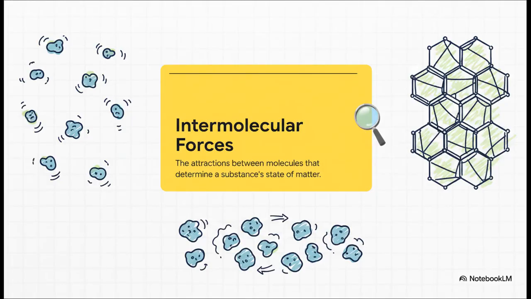All right, so let's lock in that definition. Intermolecular forces are just those relatively weak attractions between molecules that are next to each other. They're the glue. If the glue is really weak, the molecules just fly apart. That's a gas. If the glue is a bit stronger, they can slide around each other. That's a liquid. And if the glue is super strong, they're locked in place, and you've got a solid.